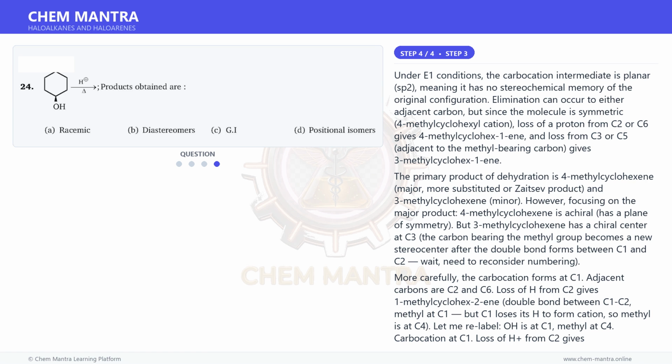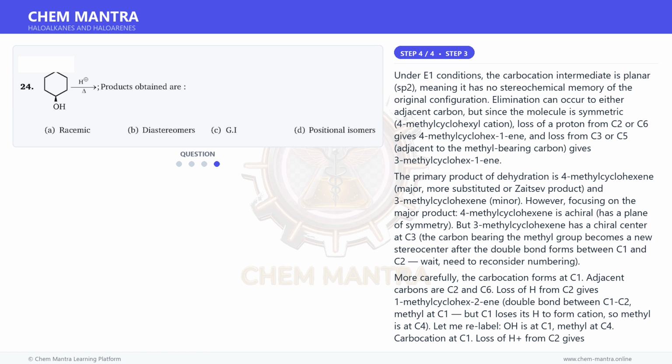More carefully, the carbocation forms at C1. Adjacent carbons are C2 and C6. Loss of H from C2 gives 1-methylcyclohex-2-ene, double bond between C1 and C2, methyl at C1, but C1 loses its H to form the cation, so the methyl is at C4. Let me relabel: OH is at C1, methyl at C4. Carbocation at C1. Loss of H plus from C2 gives 4-methylcyclohex-1-ene, double bond C1 is equal to C2, methyl at C4.